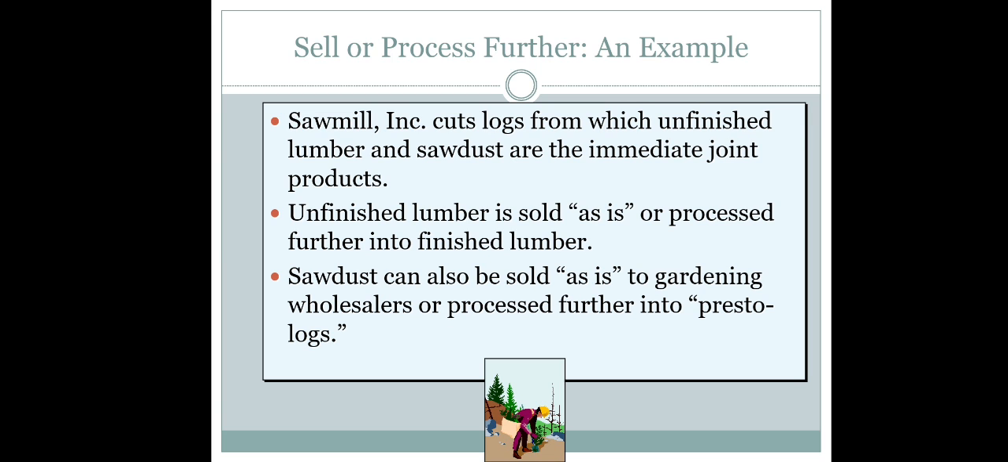Okay, see, the logs are the raw material. From this raw material, two products can be produced: lumber and sawdust. These two products are called joint products. Unfinished lumber is sold as is or processed further into finished lumber. Sawdust also can be sold as is or processed further into presto logs.